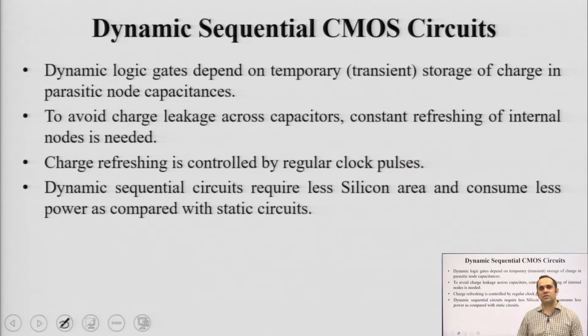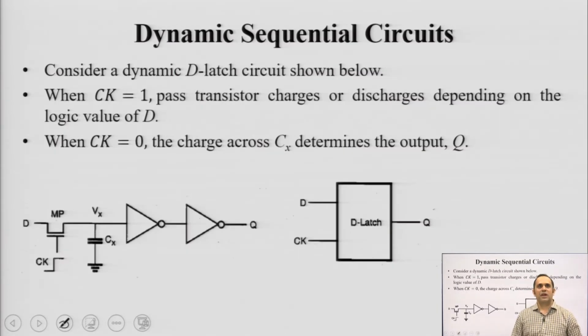So, the problem associated with the static version of circuits, the area and number of transistors, is to a great extent solved by dynamic sequential CMOS circuits, where the storage of charge is done via a capacitor. That storage is temporary, and to avoid the effect of leakage, we use constant refreshing. Even though extra circuitry is needed for constant refreshing of the charge across the capacitor, the area advantage offered by dynamic circuits is still very large. So, let us see one version of a dynamic sequential circuit.